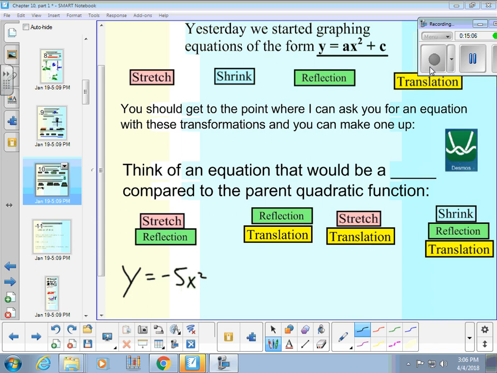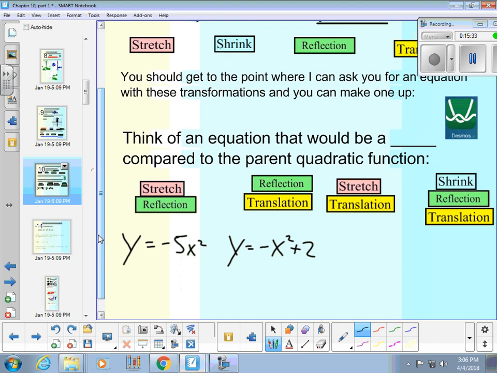So this first one that I've got here, reflection translation, y equals, well, just to make it a reflection, not a shrink or a stretch or anything, but just a reflection, that means I have to have negative x squared. That'll make it reflect over the x-axis, make it face downward as a parabola. And a translation means that I need to have some kind of constant here, like negative x squared plus 2. There would be a reflection translation.